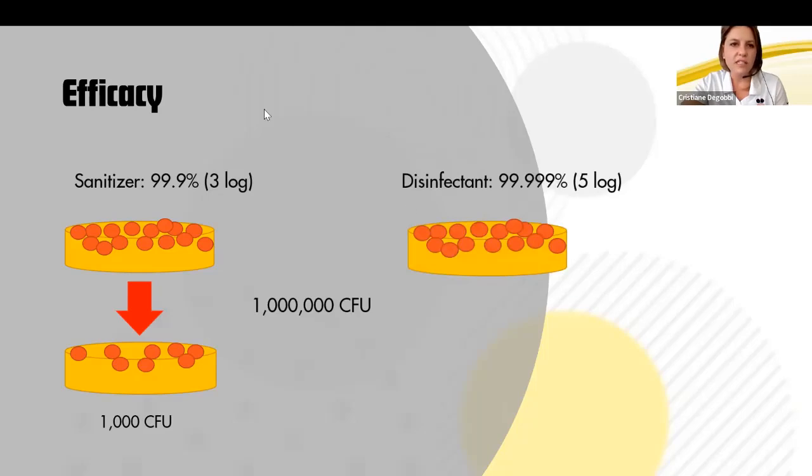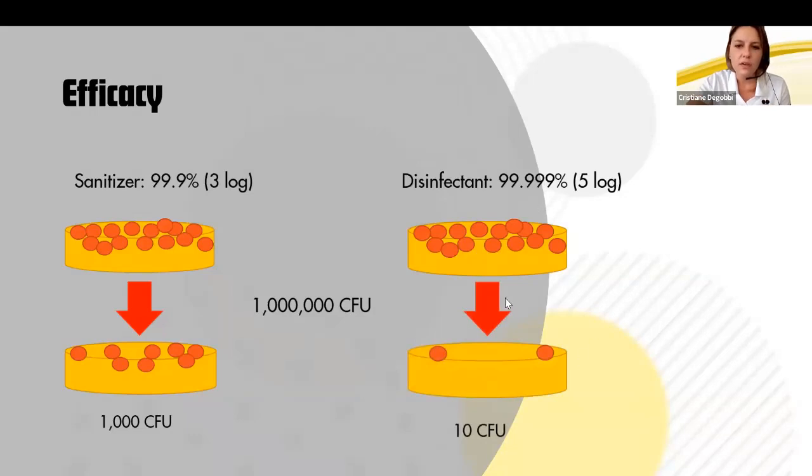And we have another definition here that will work for most of the countries, which is a disinfectant. This one is going to reduce 99.999%, or a 5-log reduction. Again, if you start with 1,000,000, you're going to be down to 10 CFU. See, there is a difference here. And maybe for a food processing plant or a restaurant, you're going to want to choose a disinfectant and not a sanitizer.